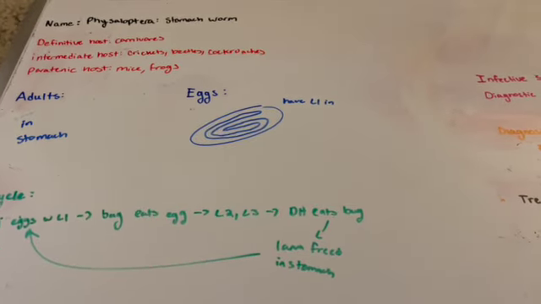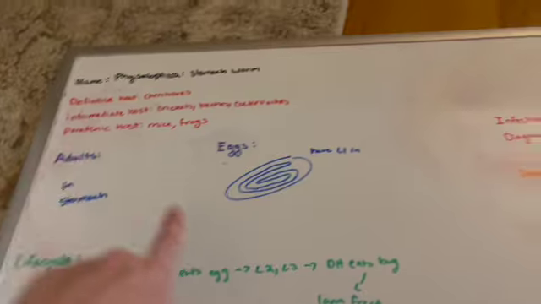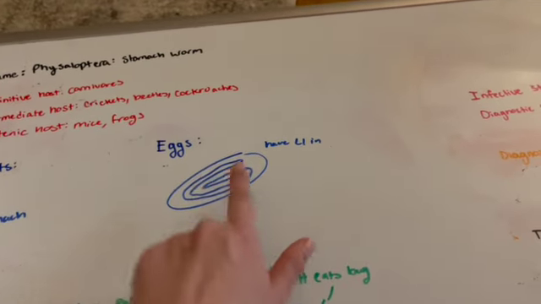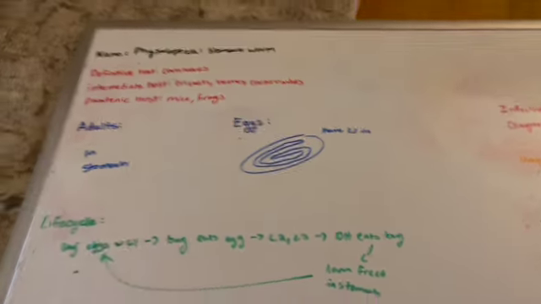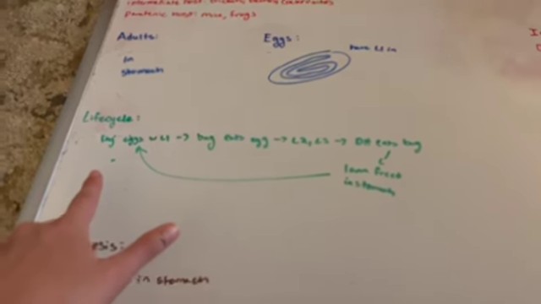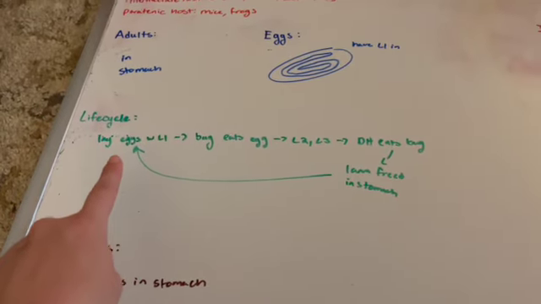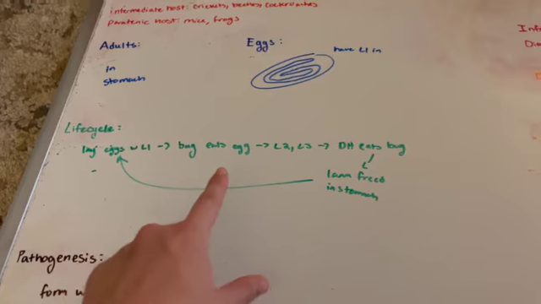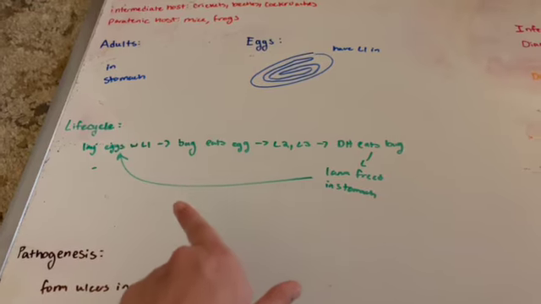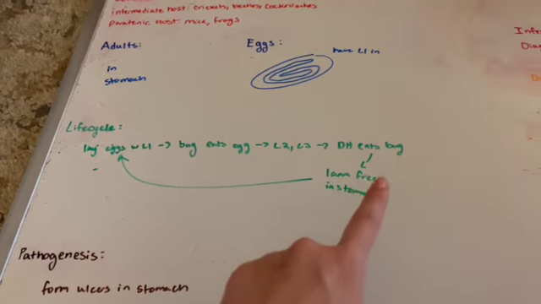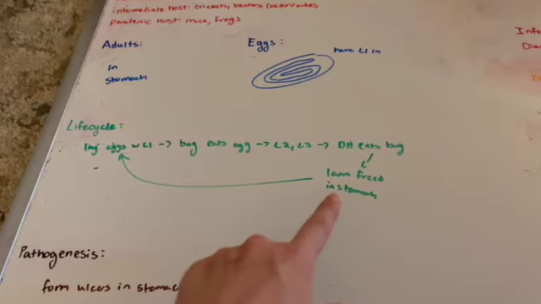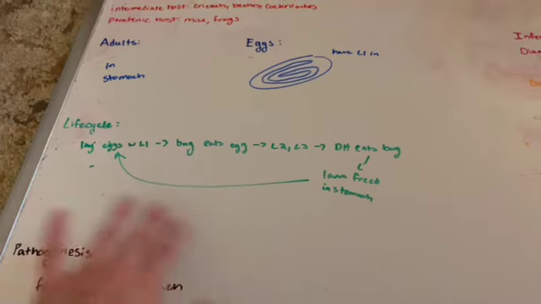The adults are going to be located in the stomach. These eggs are unique in that they are eggs, but they have a fully developed L1 within the egg that you can physically see. In the life cycle, the definitive host will lay eggs with the L1 in it. The bug will eat the egg. It goes L2, L3 within the bug. The definitive host will eat the bug. The larva is freed up in the stomach and eventually develops and leads all the way to the eggs with L1.